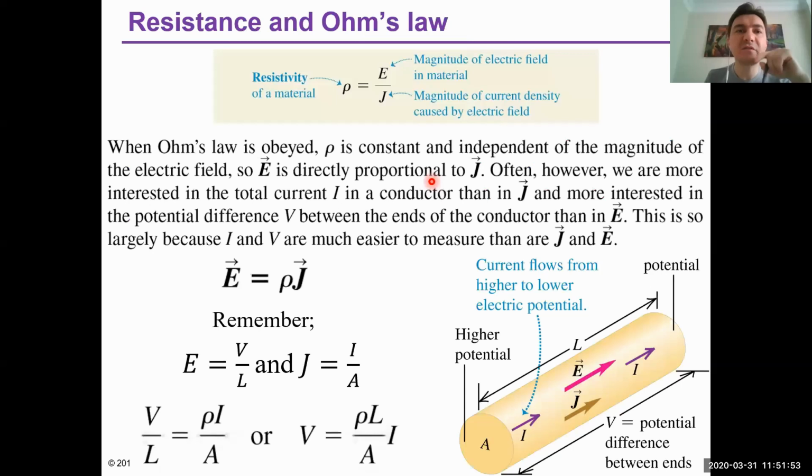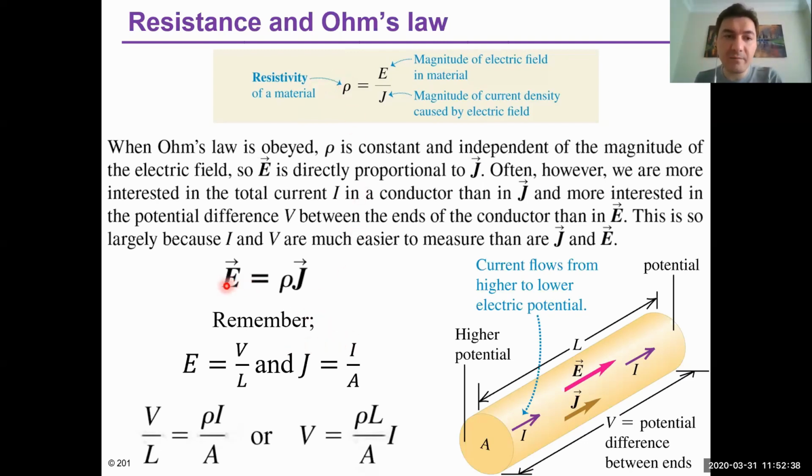So now let's talk about resistance and Ohm's law. So what is Ohm's law? Ohm's law tells us that rho is constant and independent of the magnitude of the electric field. Here we have electric field, here we have current density. So if you increase the electric field, J is also increasing. So it becomes constant if the material obeys Ohm's law, okay? Ohm's law tells us that resistivity of a material is constant. It does not change. Don't forget this.